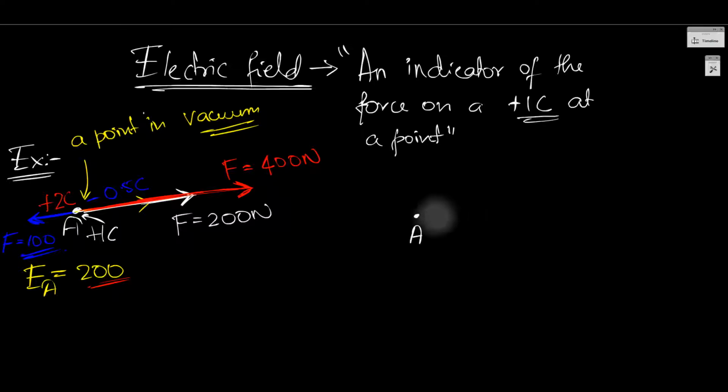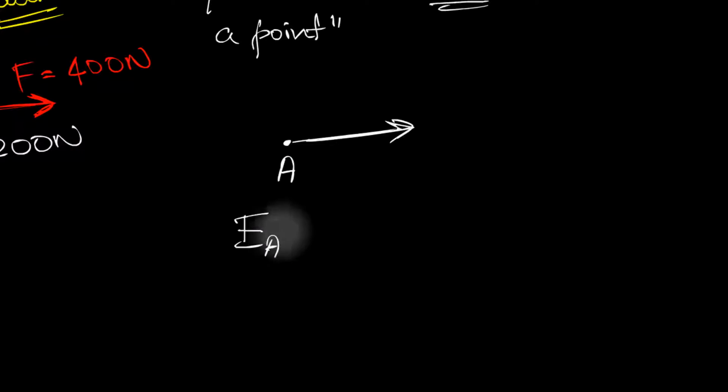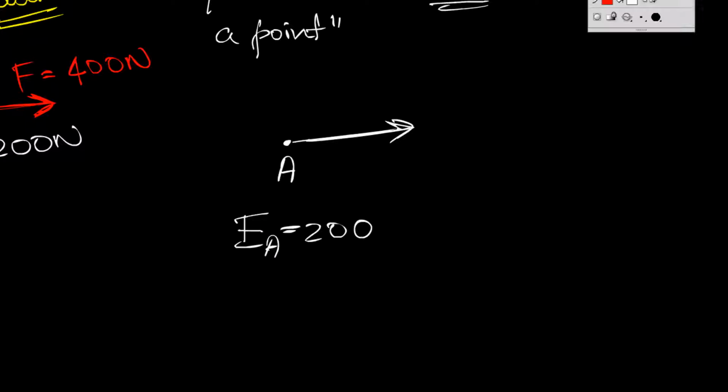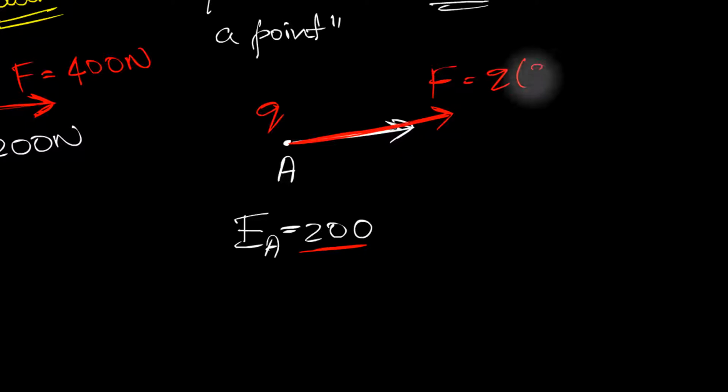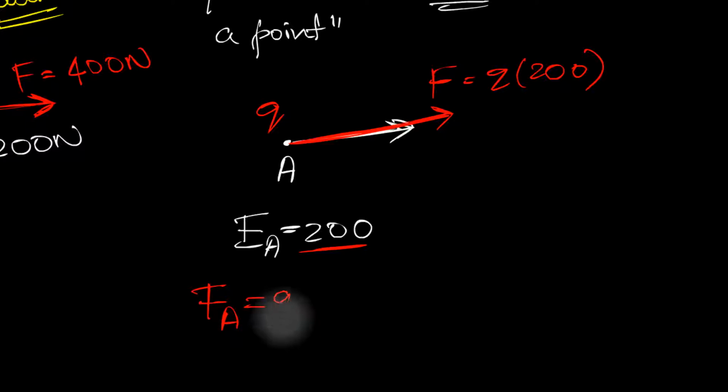So let's redraw that point A over here, and the electric field is given to be 200. Now my question is, what if I keep a general charge? I keep q coulombs of charge at that point, charge q. What's the force that it's going to experience? Well, if it's a positive charge, it's going to experience a force in this direction. Since this is the force on a coulomb, the force on q coulombs would be just q times 200. In general, we can say the force on any charge kept at A is just going to be q times the electric field at A.